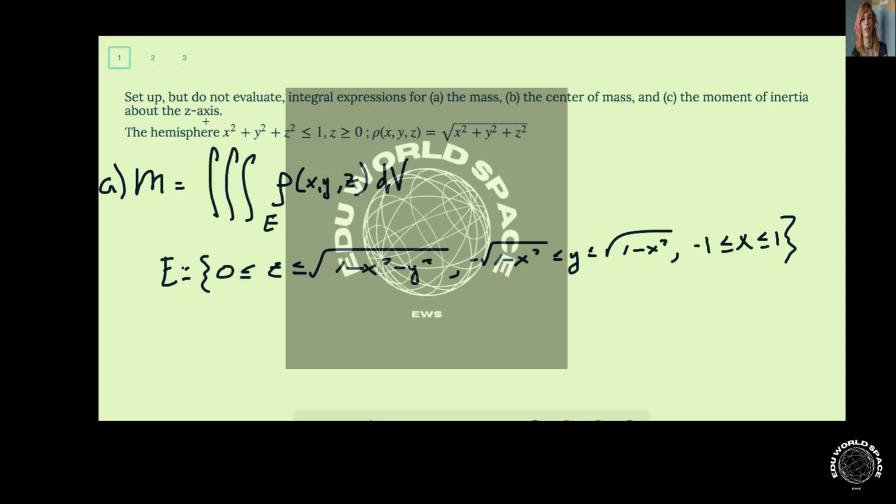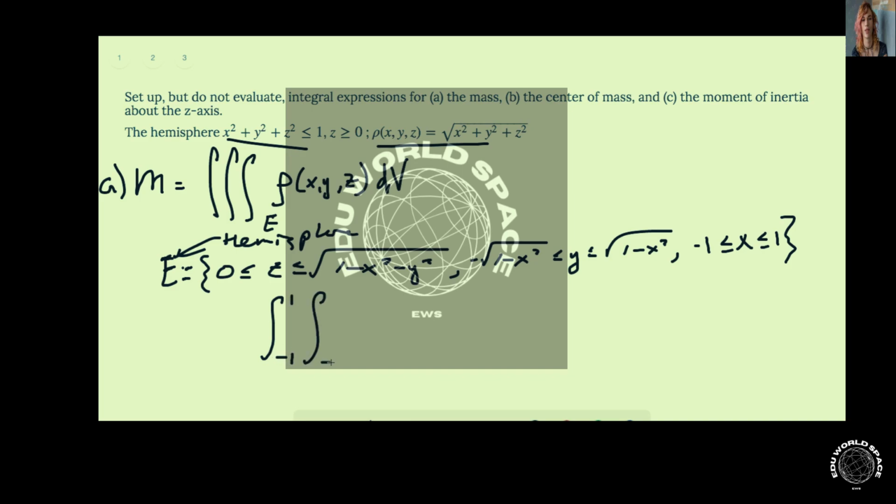Alright, so we want to set up but not evaluate the integral expressions for mass, center of mass, and moment of inertia for the hemisphere and this density function here. For the mass, this is what the mass is defined as, and for the hemisphere, this is our E. E is just the hemisphere. We can define a hemisphere like this. It's not too difficult. And now let's set up the integral.